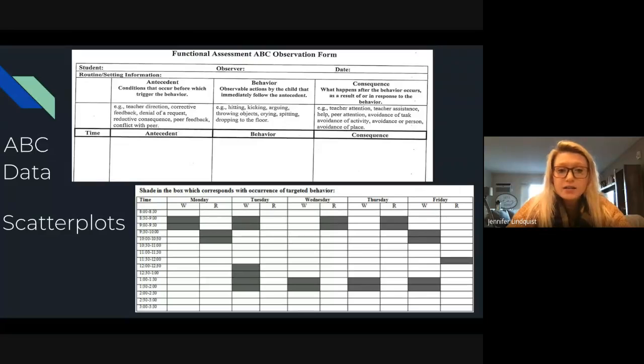So we see that in the first row, Mondays, it looks like it's really likely to occur in the morning. Tuesdays, it looks like it's really likely to occur in the morning and in the chunk of the afternoon as well. And then those black marks show when it's more likely to occur for that student in that target behavior.